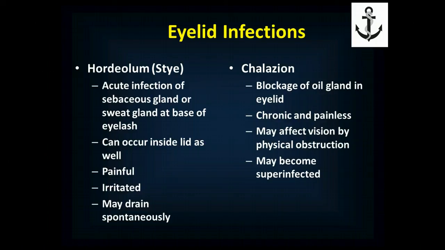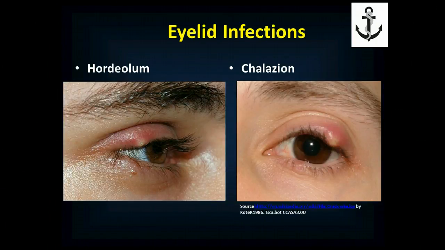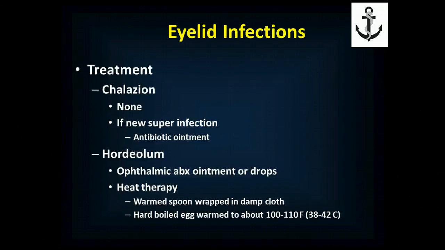But they can become super infected. So if somebody has one of these and then suddenly one day it starts hurting them and it's red and tender, that means they've now developed an infection of that site. So on the left you see the hordeolum. Looks like a little pimple because that's essentially what it is. On the right you see that cystic structure, the chalazion, and that's basically starting to swell enough in that area that it's affecting the patient's ability to open their eye completely.